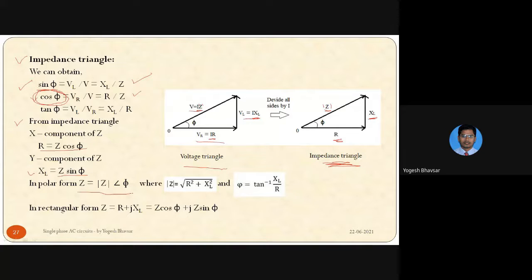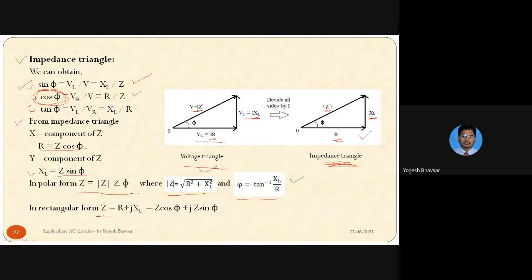So in polar form, Z is equal to mod of Z angle phi, where mod of Z is under root of R square plus XL square, and phi is equal to tan inverse of XL by R. How do these equations come? We can derive them from this triangle. If we apply Pythagoras, mod of Z is equal to under root of R square plus XL square. We can calculate Z, and when we have to calculate phi, then phi is equal to tan inverse of XL by R. Right? Again, we can calculate phi by any of these relations: sin phi, cos phi, tan phi. You may consider any of these.